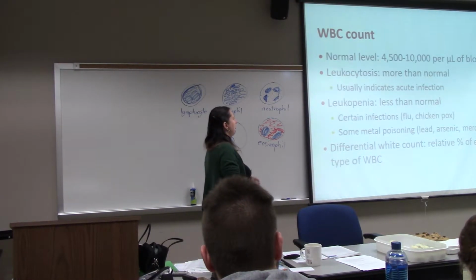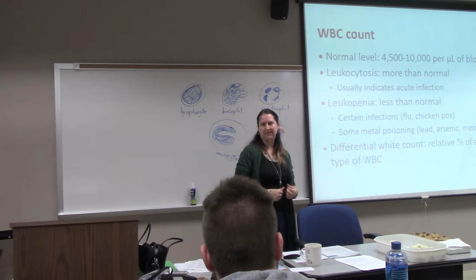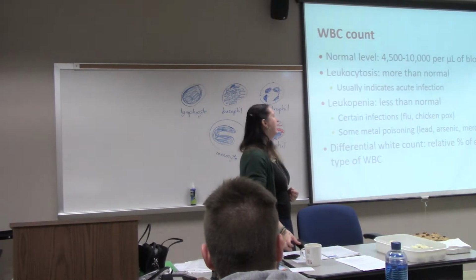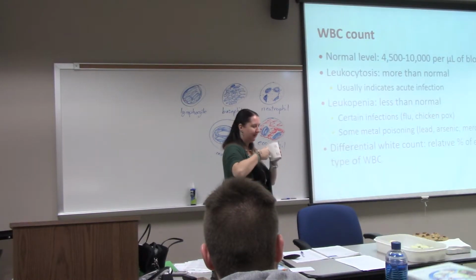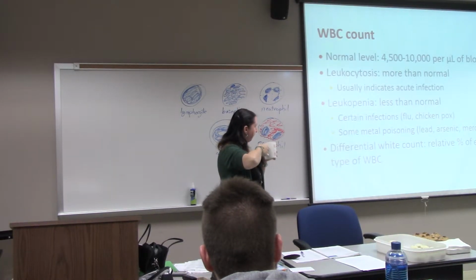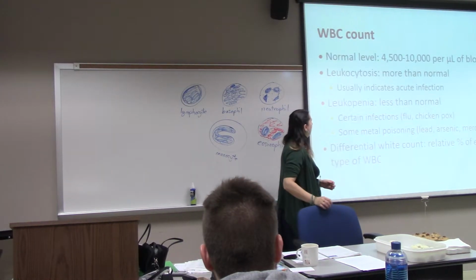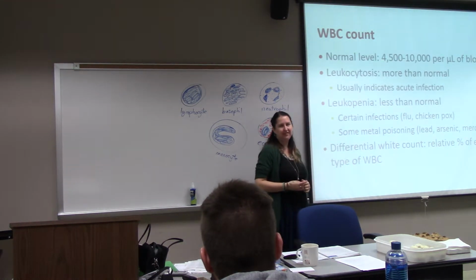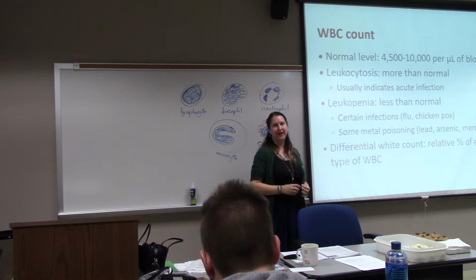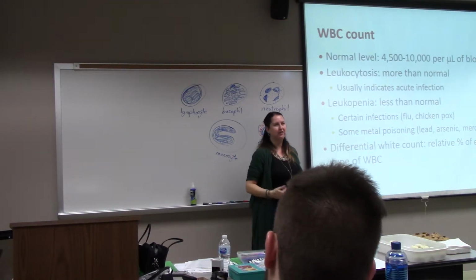White blood cells overall make up 5 to 10,000 per microliter of blood, as compared to the 5 million of a red blood cell in that same amount. Having excess white blood cells is called leukocytosis. Usually that indicates there's an infection. You're making more to fight it off. And most of the time, once the infection's over, they'll come back down to normal.